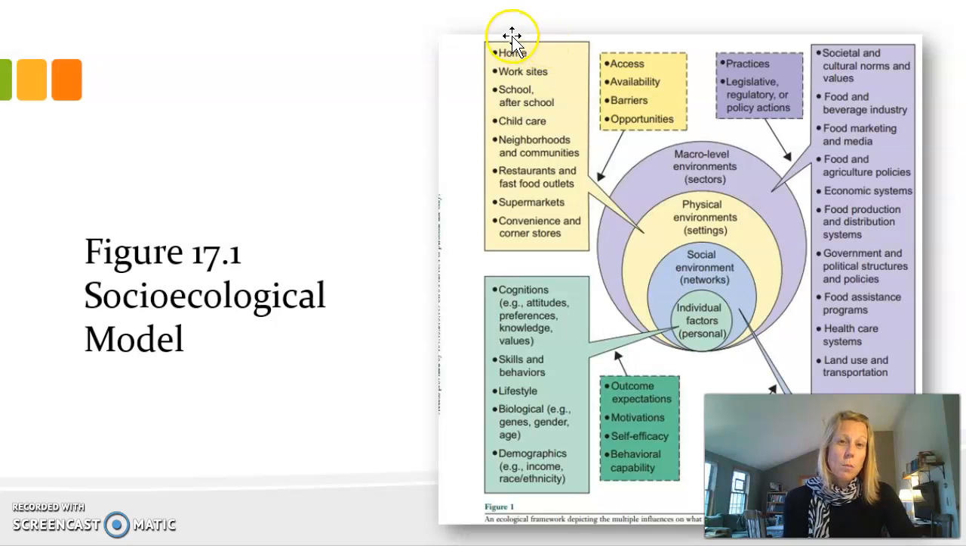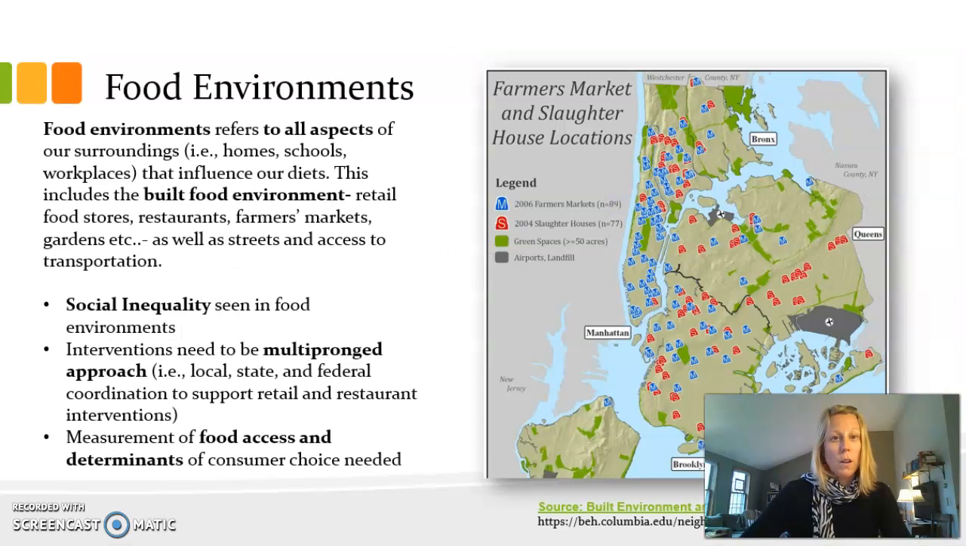So that means exploring homes, work sites, schools, childcare, neighborhoods and communities, as well as restaurants, supermarkets, and convenience stores. All of the food access points that are in our physical environments that influence how we eat. And also at the top is the macro level environments having to do with societal and cultural norms, as well as marketing and media, economic and distribution systems, and then all of the practices and legislative and regulatory elements that play into this. So we're looking at the more macro level of what influences our eating behaviors.